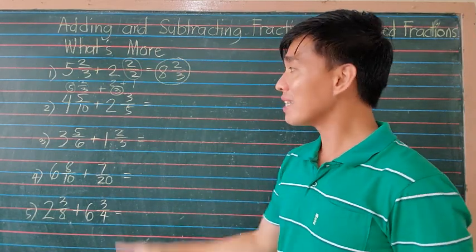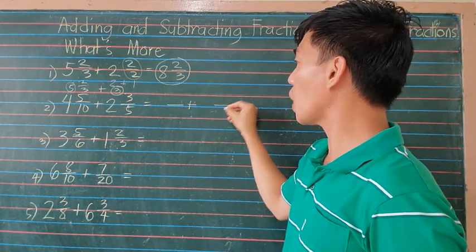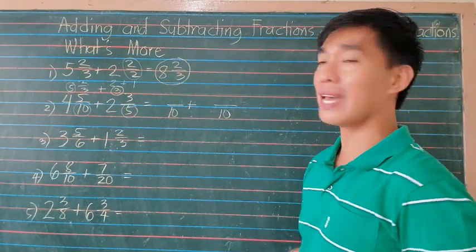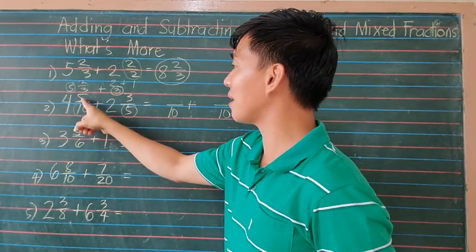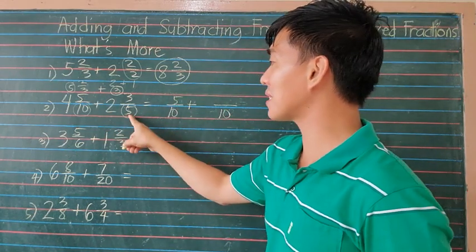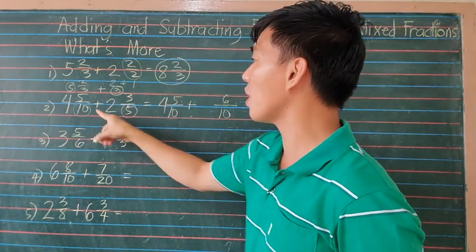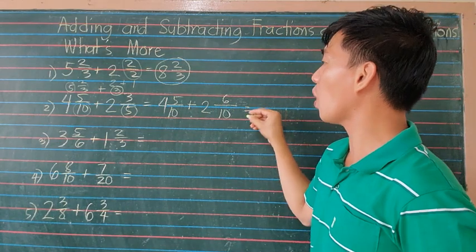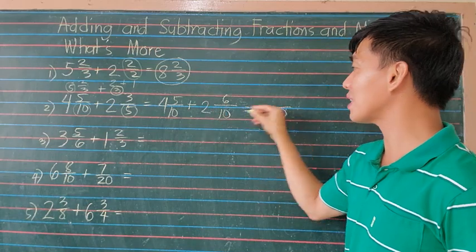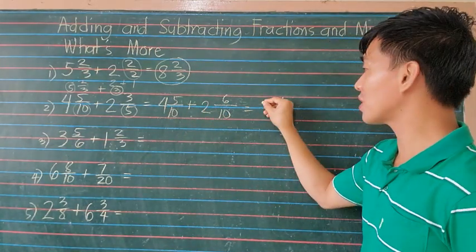For item number 2 here, they don't have the same denominators, so look for the LCD of 10 and 5, which is equal to 10. Now, 10 divided by 10 times 5, that is equal to 5. 10 divided by 5, which is 2, times 3, that is equal to 6. Then copy the whole number 4, copy the whole number 2. So, we do have a common denominator now, which is 10. Then add 5 and 6, which is equal to 11. Then add the whole numbers, which is equal to 6.